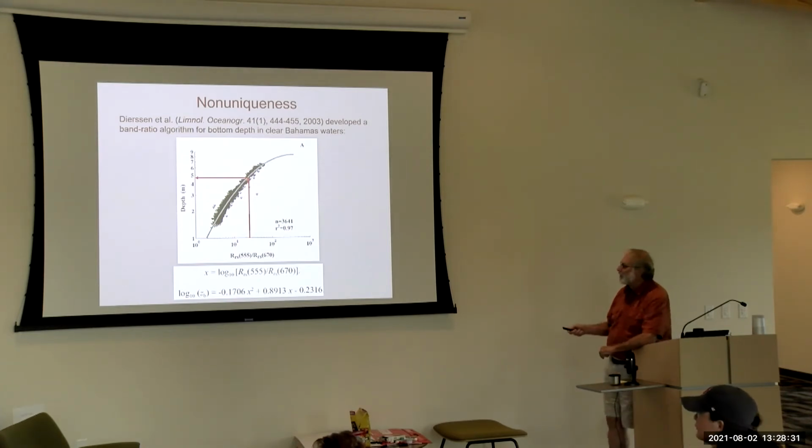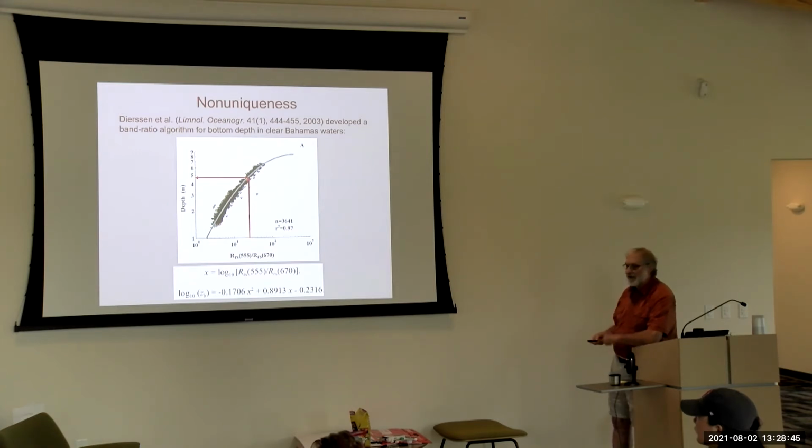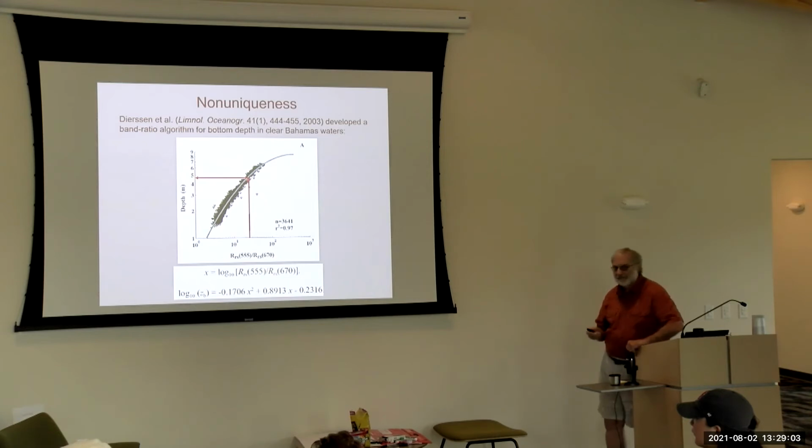She was on this field experiment where those previous measurements were made. And she went around and made a bunch of measurements of remote sensing reflectance spectra versus depth in the Bahamas water. And then she plots that up, ratio of 555 to 670 versus depth, and gets a very nice curve here, fits a little function to it that works quite well for giving you back the depth of the water where you put in that ratio.